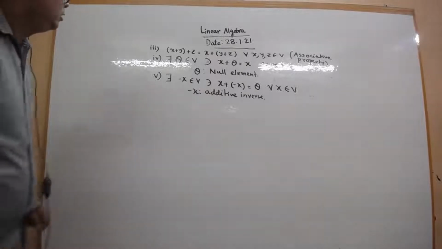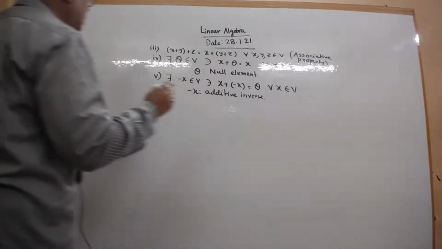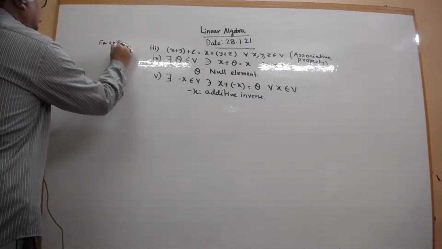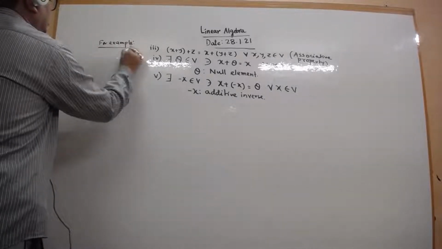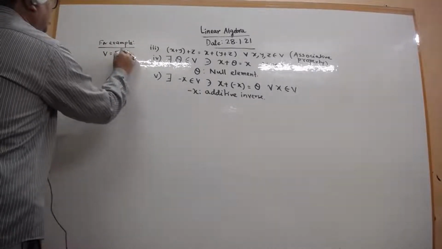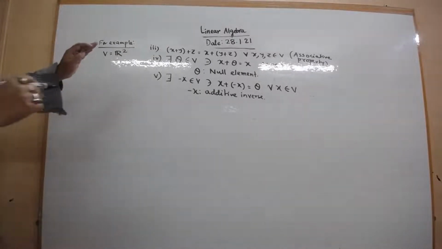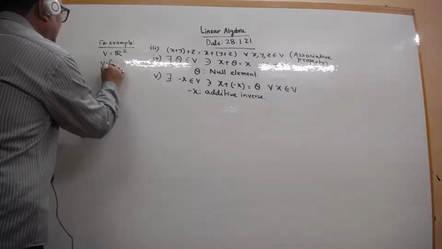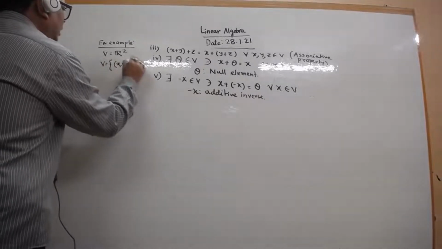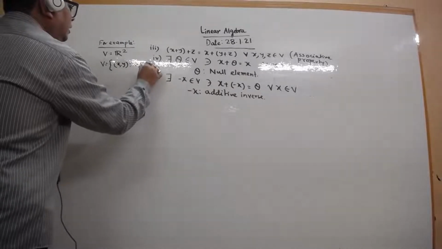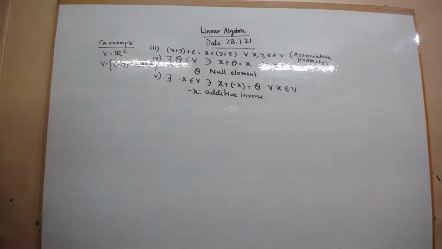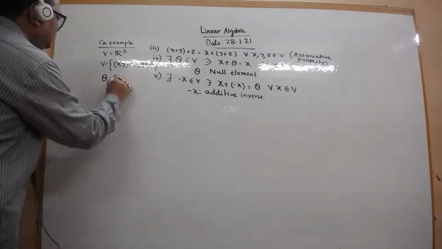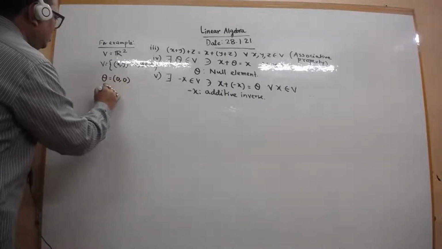Fourth point is theta. This is the null element. For example, take V equal to R square. So the element of V is any point in two-dimensional space. The null element theta is (0, 0).